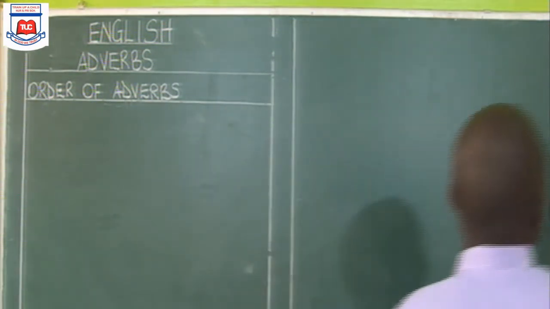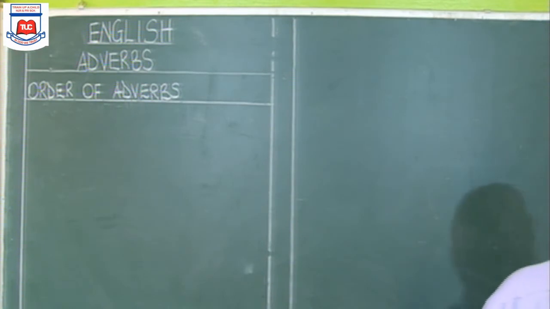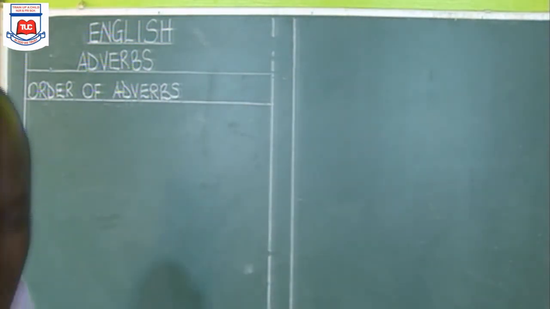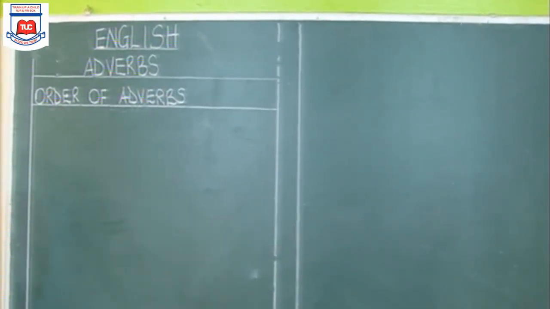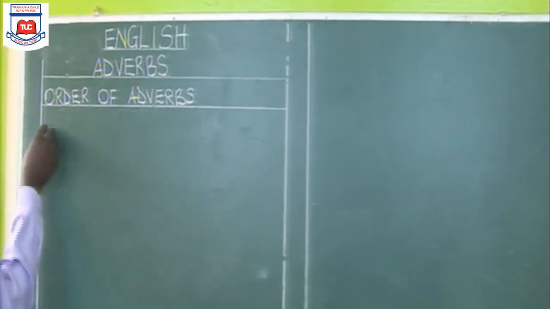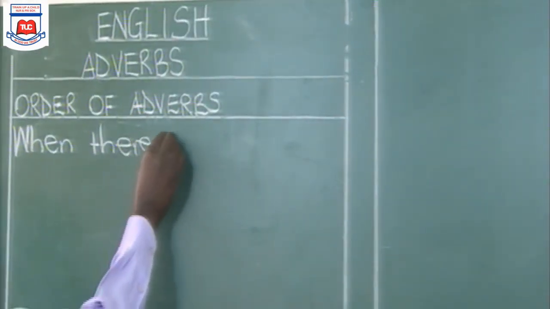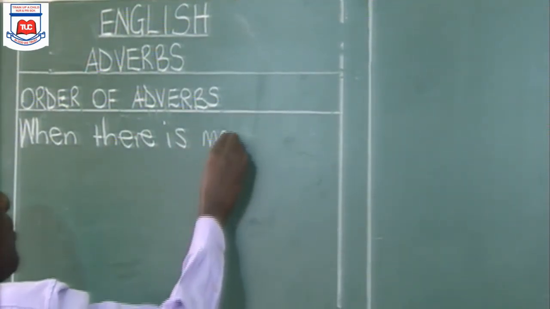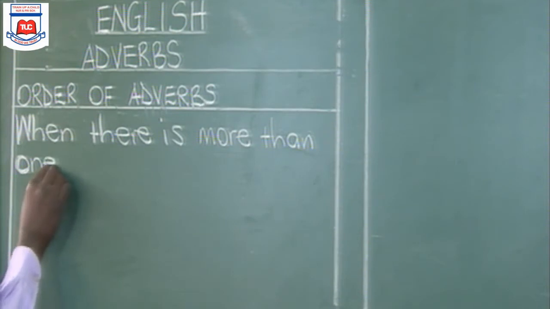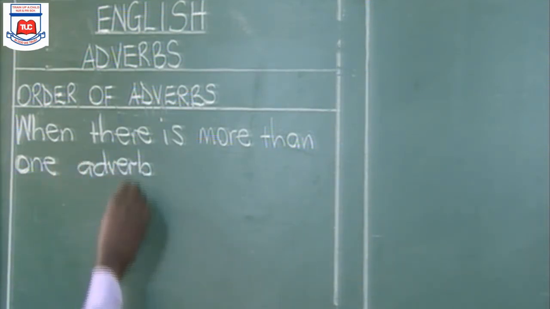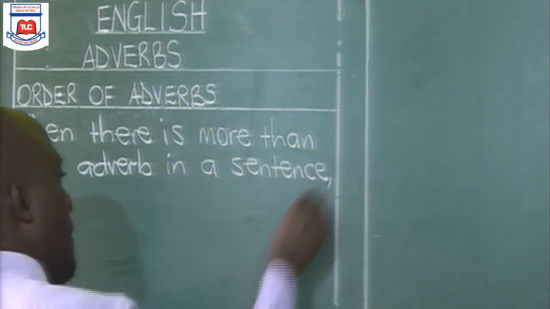So you'll find that sometimes that part is disturbing. But as a candidate, you must have the idea on how to arrange different adverbs if more than one is given in a sentence. We are not talking about order of adjectives; we are talking about order of adverbs. So let's have this. When there is more than one adverb in a sentence, what happens?